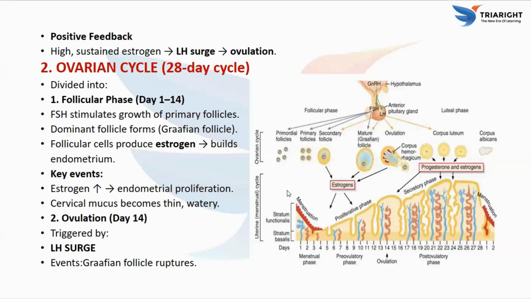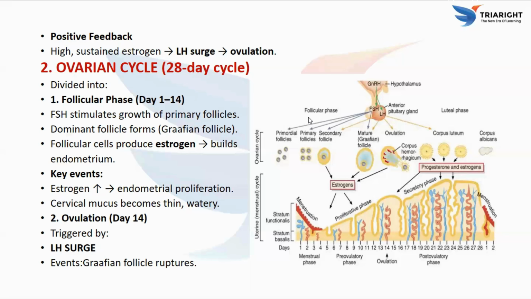And here is a diagram. The top half of the diagram is the ovarian cycle, showing the events that take place in the ovary. This is the primordial follicle. It turns into the primary follicle, which grows into the secondary follicle and then the mature Graafian follicle. This Graafian follicle produces the estrogen and then undergoes the ovulation process. After ovulation, there will be corpus luteum formation, and corpus albicans if there is no pregnancy.